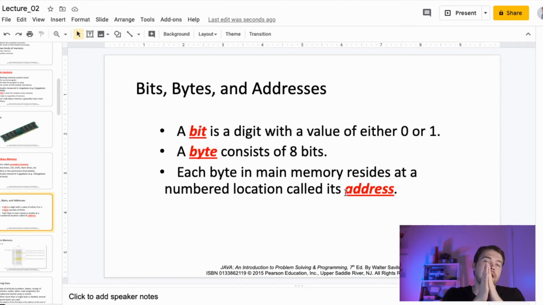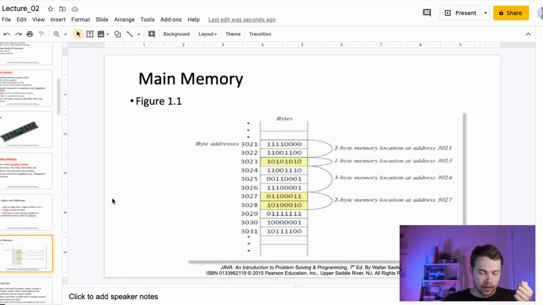Now, when the CPU wants to access the data, it just follows that address, gets the data, and brings it back to the CPU and does something with it. Multiplies, divides, adds, subtracts, something like that. Here's an example. Here's a picture of it, right?